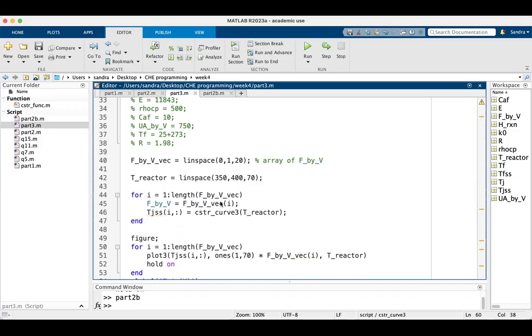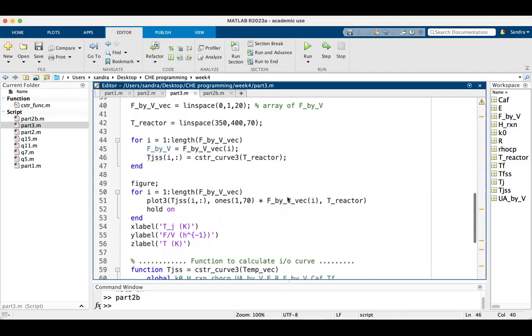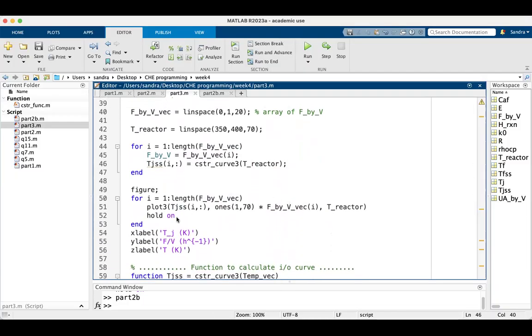So for a specific F by V, we ran the same command and you get the jacket temperature. That's the jacket temperature that we get here. Now what we have to do is plot it together. For plotting, we have to plot three values here, so that is a three-dimensional plot. That is why the keyword is plot3. In a usual plot, we only have the x and y values. Here you'll have 3 values to be given. One is the jacket temperature.